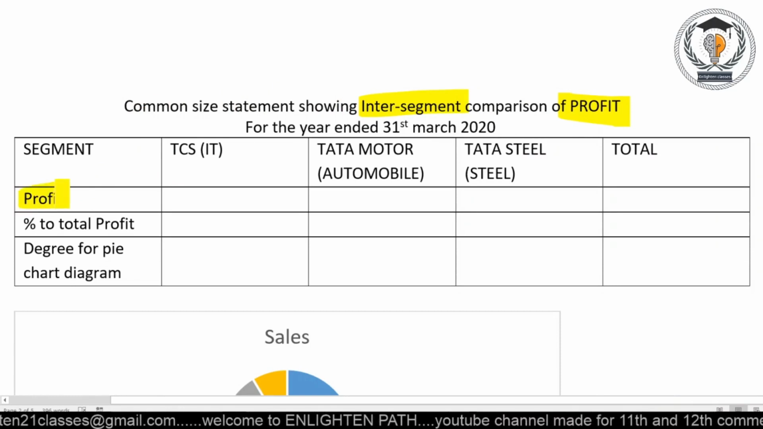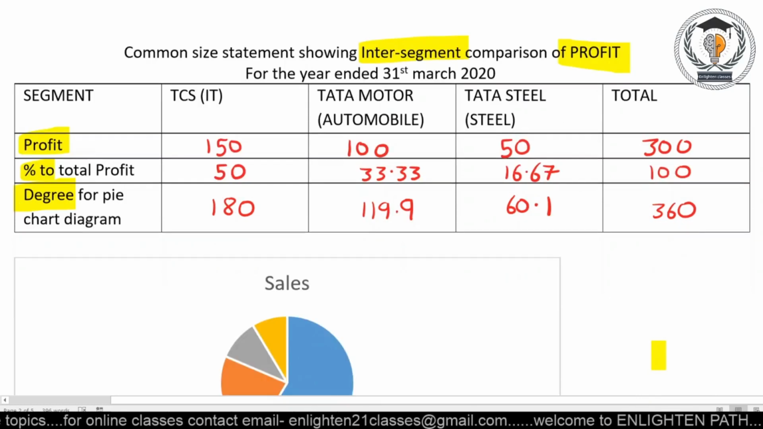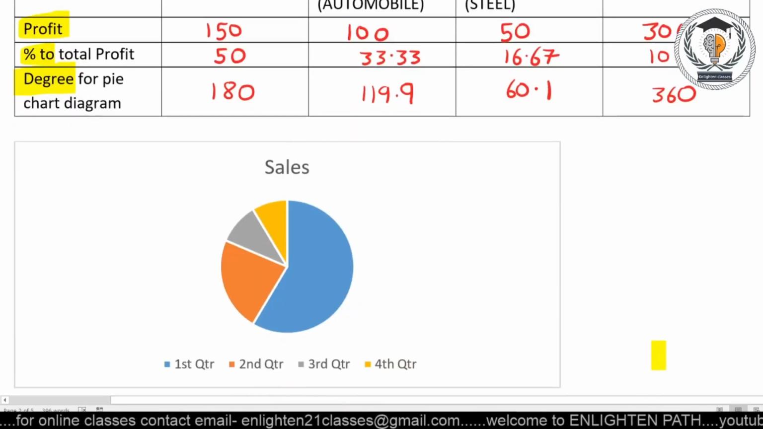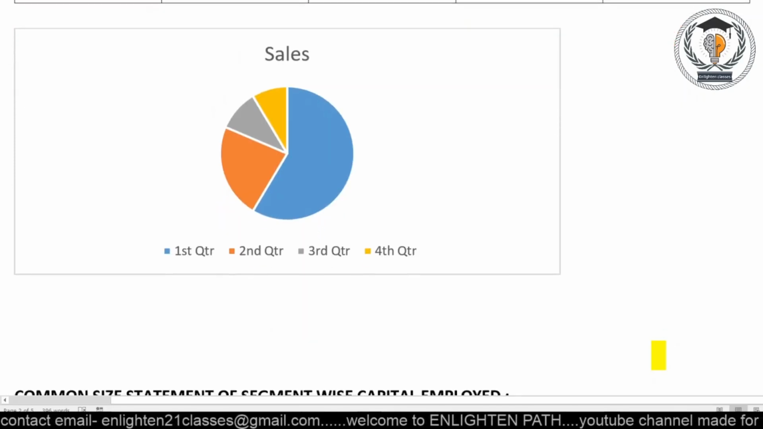So again, profit and percentage and degree. So I have to note all these things from the above. So here are the values. Now we have to prepare a pie chart, and for the pie chart I have told you the website and the whole process. So now our profit work is also completed.